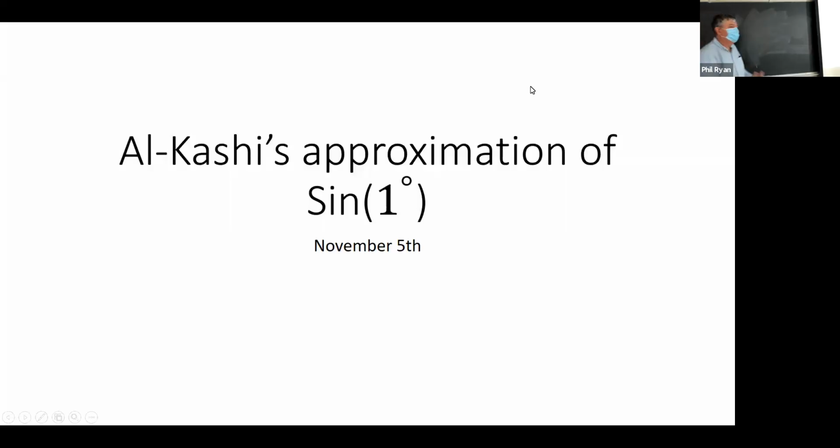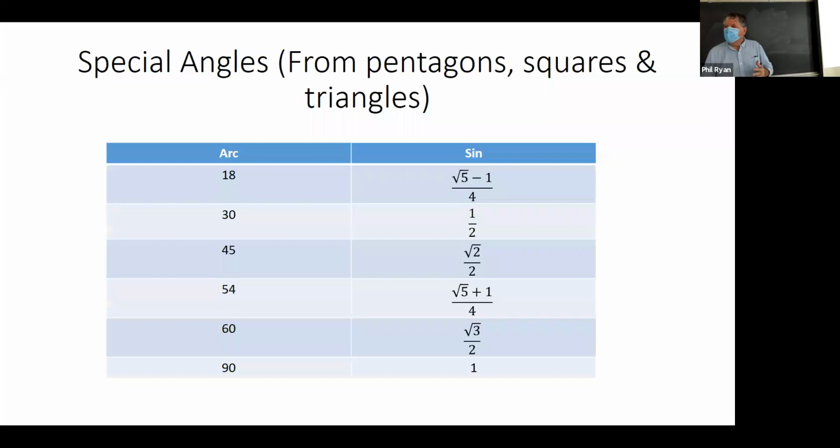Okay, so they got really good at interpolating. The final thing is you need good base points. You need a lot of base points from which you're able to do your interpolating. So you can find out various values of sine, special ones, by Euclidean means, by using squares, triangles, pentagons.